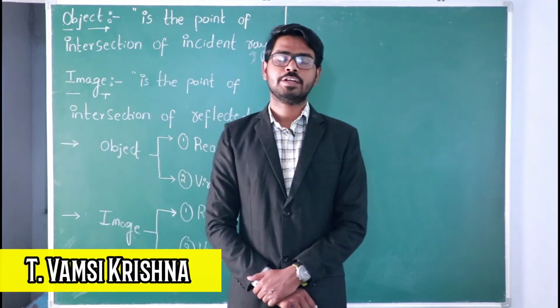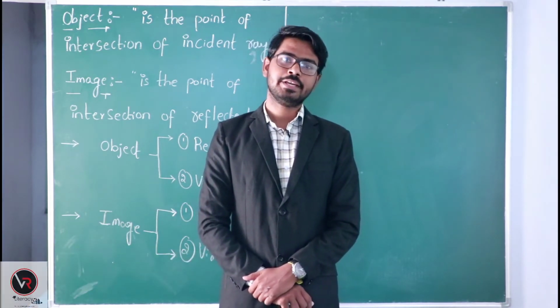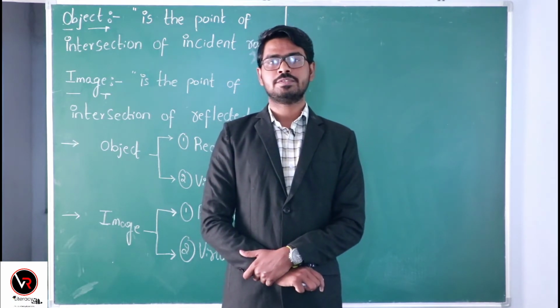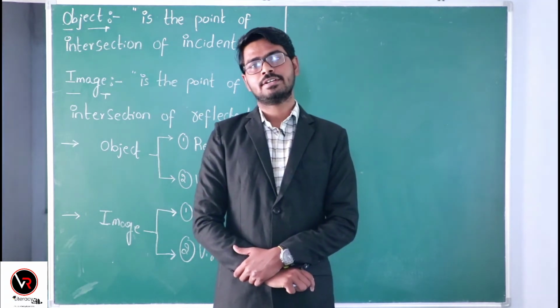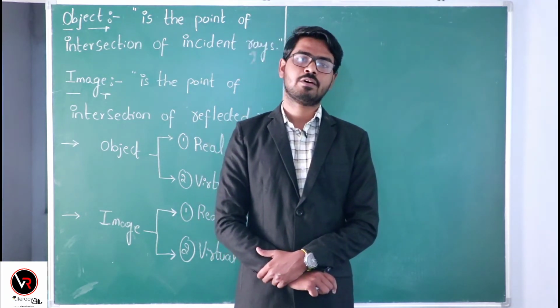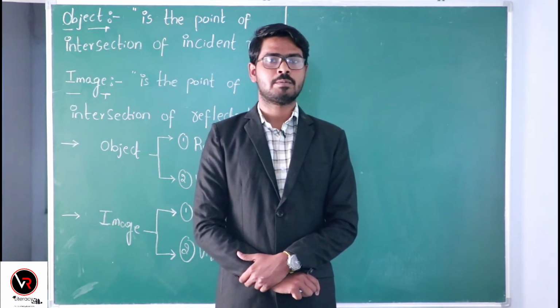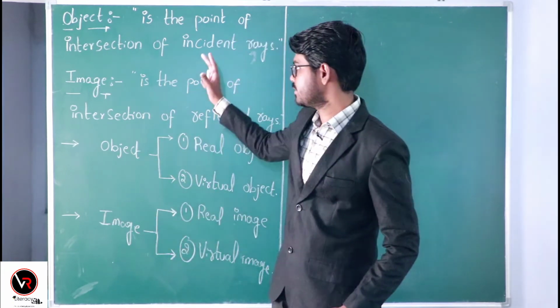In this part 4 we are going to discuss what is object and its types, what is image and its types. After understanding the concepts of object and image, we will discuss the characteristics of image formed by a plane mirror. After that we will see certain example problems. Okay, so let us start our discussion with what is object.